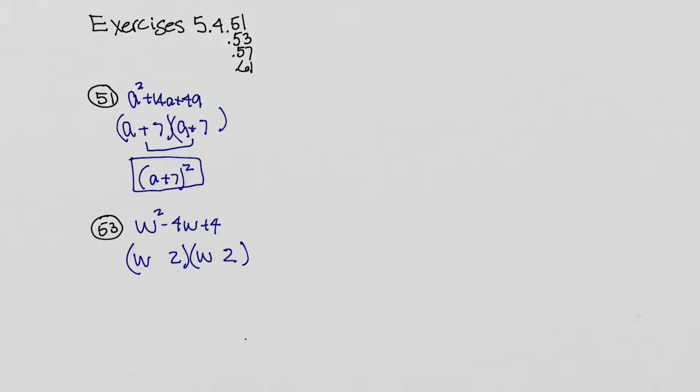The last term here is positive, so these 2s will have the same sign, which is going to be that middle minus sign. So minus, minus. Then I've got W minus 2, W minus 2. I've got 2 of those. So how about writing this as W minus 2 squared? And again, this is called a perfect square trinomial, but I'm just going to factor it as I factor regular trinomials.